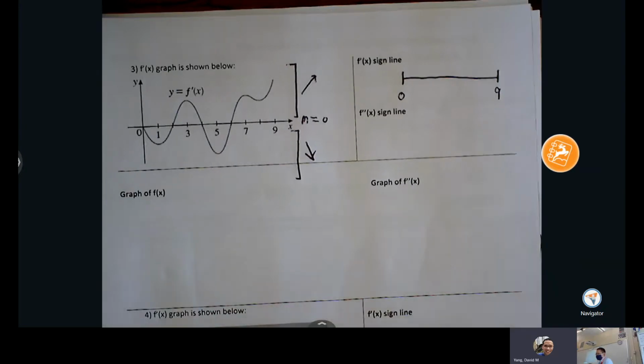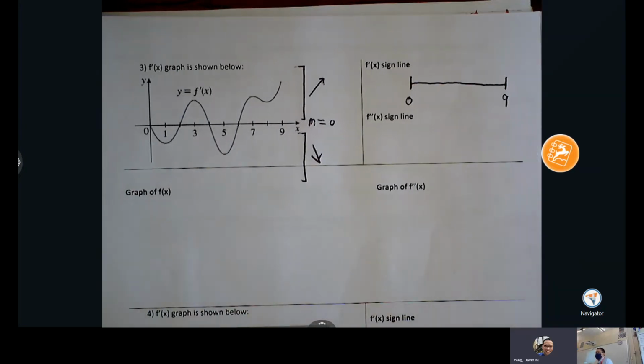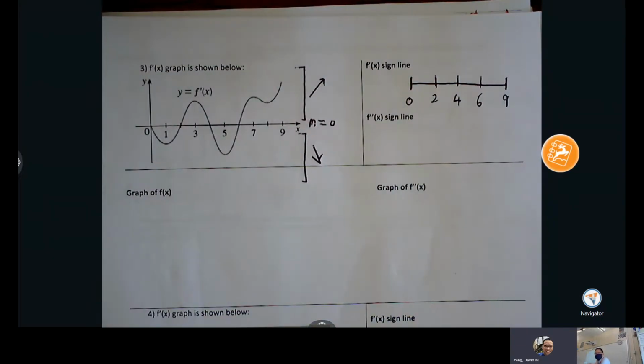Thomas, what do you think? What critical points can we place onto our slope sign line? 2, 4, and 6. Okay, 2, 4, and 6. And what are the slopes in each of those intervals? 0 to 2 is decreasing, 2 to 4 is increasing. Good. 4 to 6 is decreasing, 6 to 9 increasing. Good.